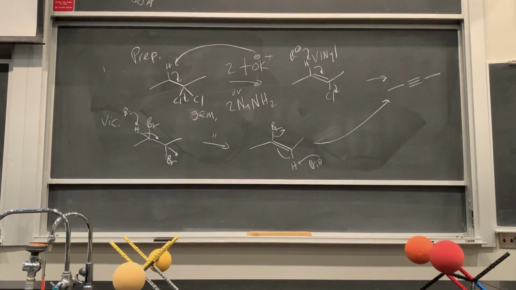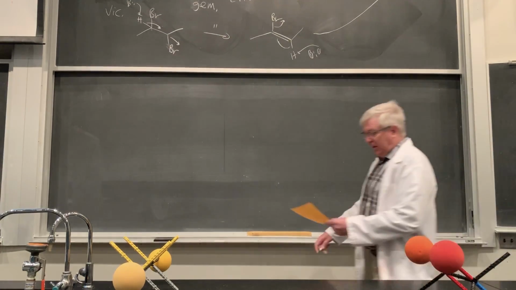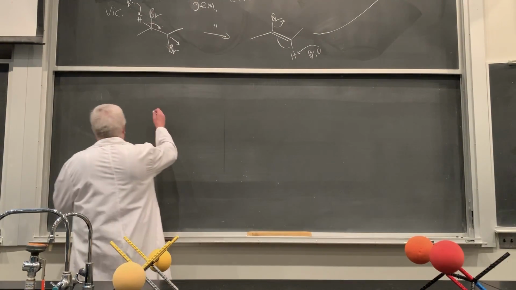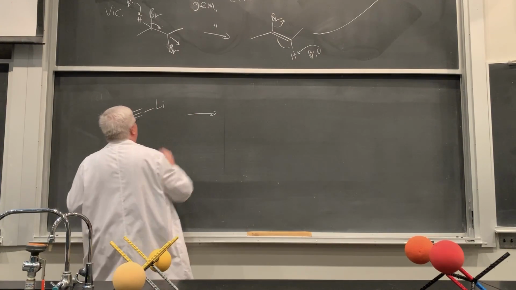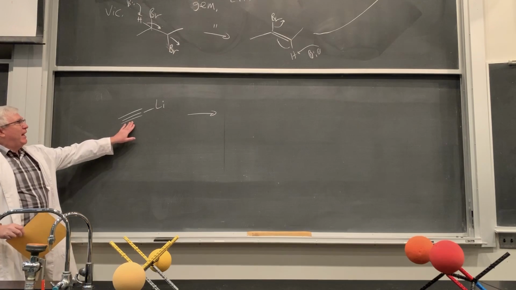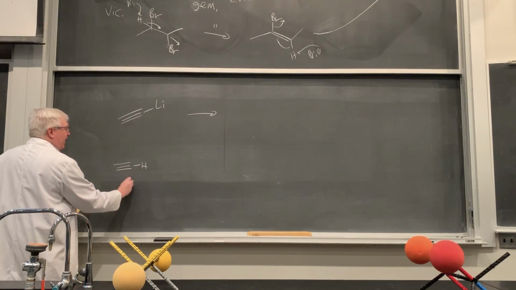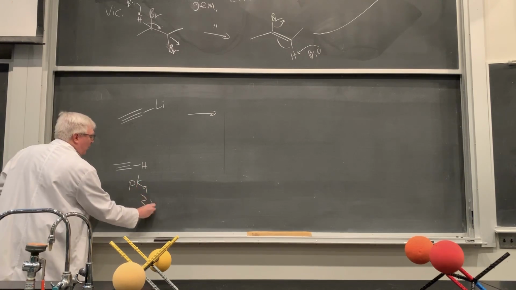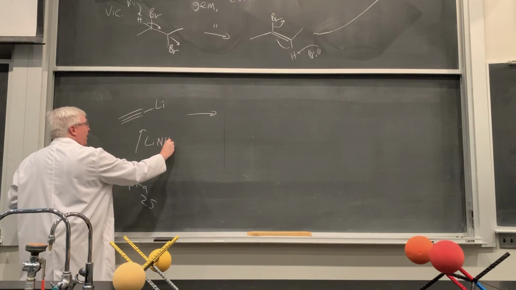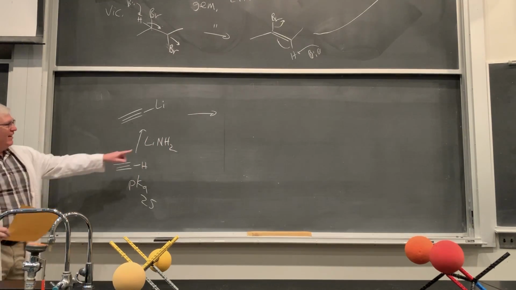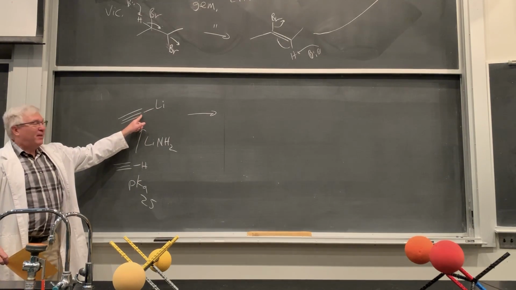Another way to prepare alkynes is to use acetylene anion. So acetylene anion, and we can deprotonate acetylene. Again, the pKa here is what? pKa is 25. So if we have a strong enough base like lithium amide, okay, again, the nitrogen anion can deprotonate that and form the lithium acetylide.